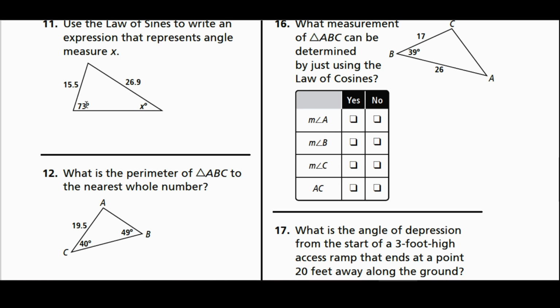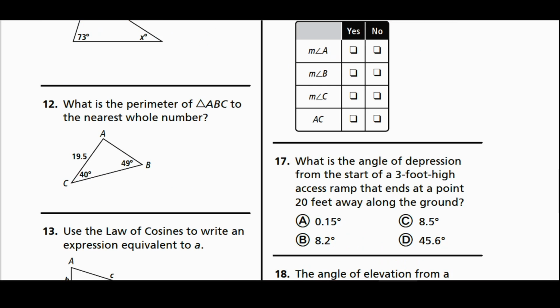So we want the perimeter this time to the nearest whole number. So let's knock that one out. We'll stick with that nice green. To do this, I see here again, I have the sine, using the law of sines, of 49 over 19.5 is equal to the sine of 40 over, well, C, right? Opposite side, the angle has the same name as the opposite side.